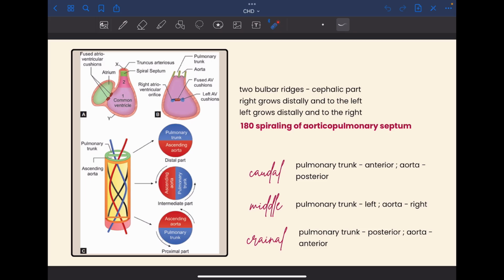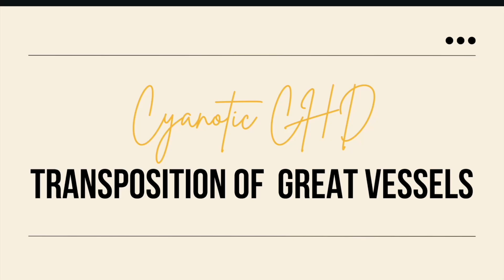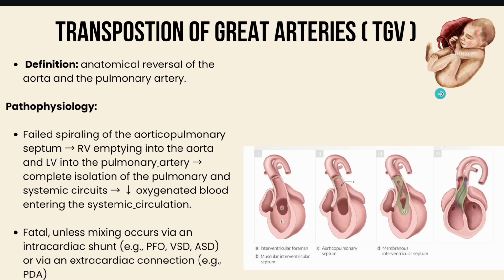And finally, our final congenital anomaly of the day, which is going to be a cyanotic one. It's the transposition of the great vessels, which is also going to create a right-to-left shunt. Now, the transposition of the great arteries is basically the anatomical reversal of the aorta and the pulmonary artery.